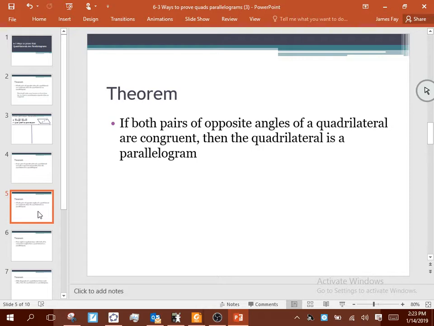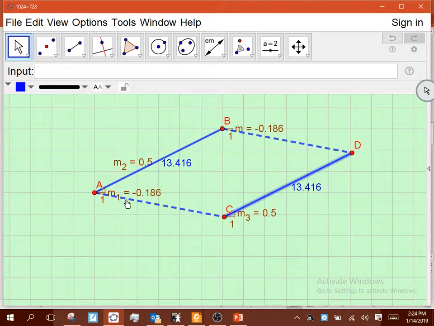To be honest with you, when we're working in the coordinate plane, it's very difficult at this juncture to deal with angles and to do the algebra that provides the angle measurement. So usually we'll talk about distance and slopes. So, both pairs of opposite angles of a quadrilateral are congruent, and the quadrilateral is a parallelogram. This one's kind of hard to set up, but I'll show you in GeoGebra the best way of viewing this.